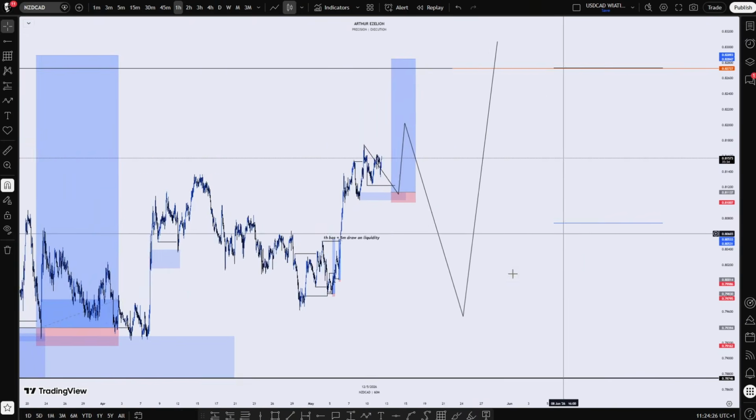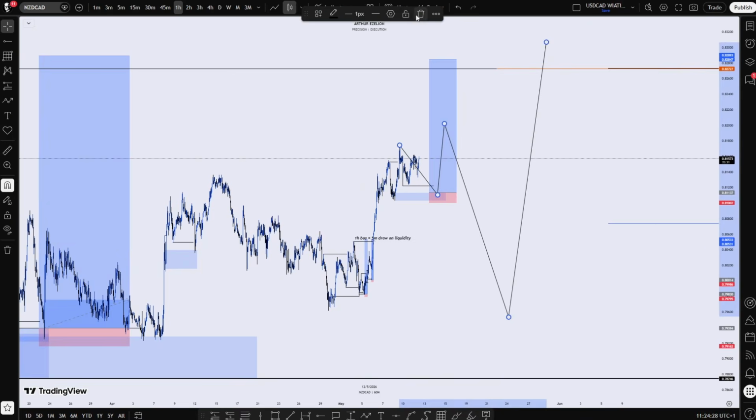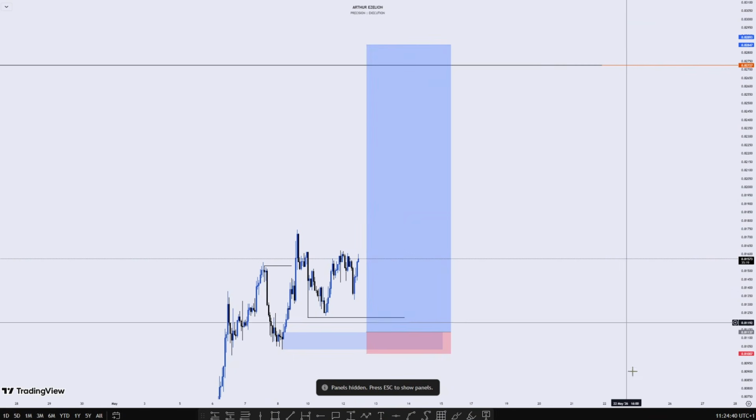Now, I hope you guys understand. This is actually a live trade that I'm going to even post. So yeah, I hope you guys understand this strategy.